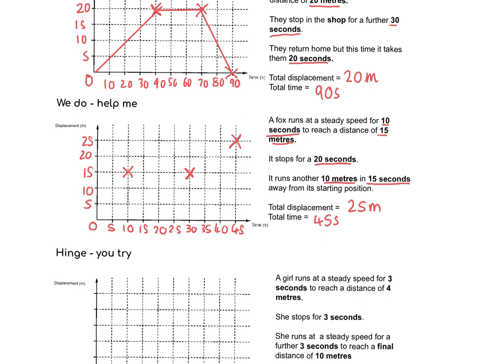Once we've done all of those points, we join them together with our ruler. So we've got the first bit, so he's going at a constant velocity. Then he's stationary. And then finally, we have another constant velocity. He's a little bit slower than he was earlier.